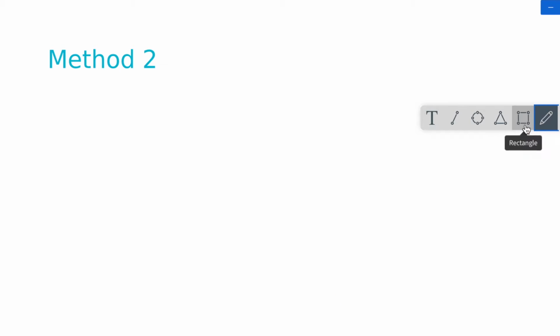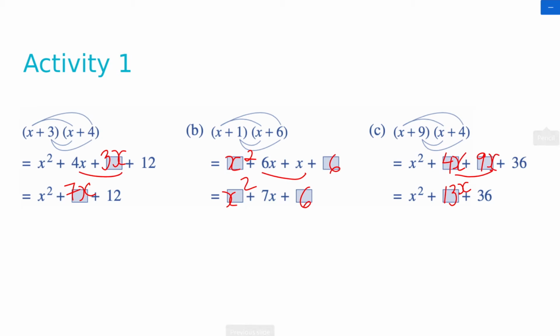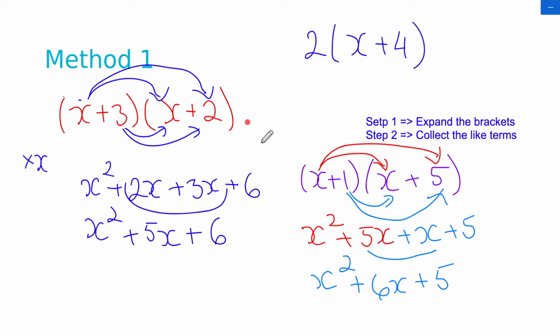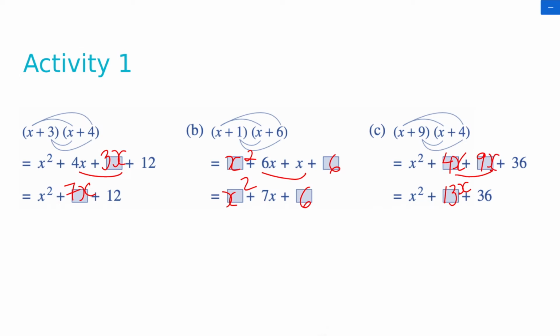Okay, so second method, let's see. First of all, I'm going to write a bracket. Let's just do the first example we did. So we had x plus 3, x plus 2, and then x plus 1, x plus 5.